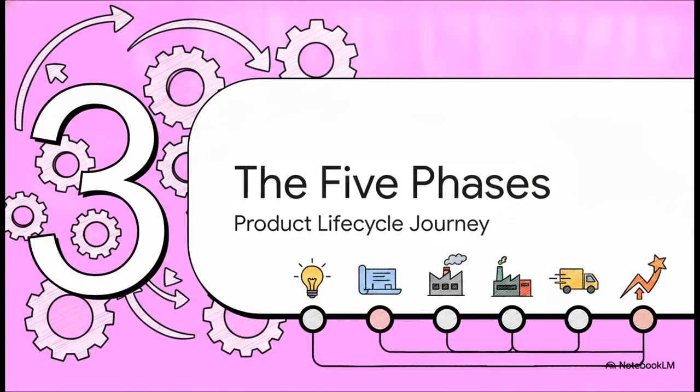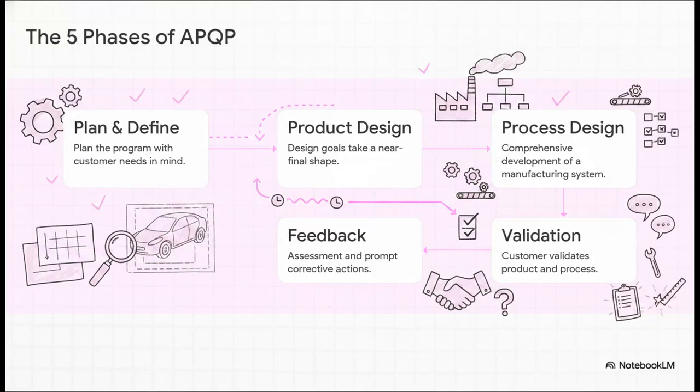Section 3. The 5 phases. Now, how do these teams actually do their work? Well, APQP takes that often chaotic and overwhelming development process and organizes it into 5 highly structured, manageable phases: plan and define program, product design, process design, validation, and feedback and corrective action. Think of this as your fail-proof timeline. Skip a step, and you introduce risk. Follow the steps, and you engineer success. Let's break down exactly what happens in each of these critical stages.